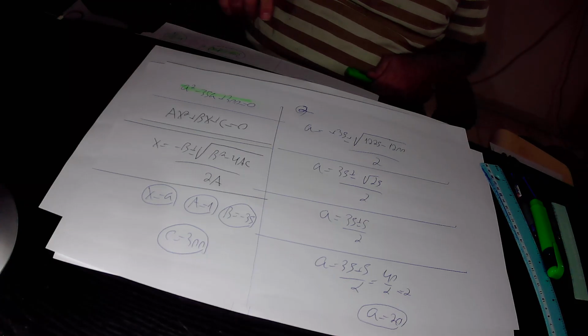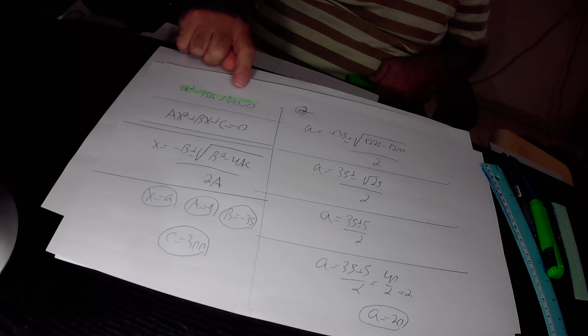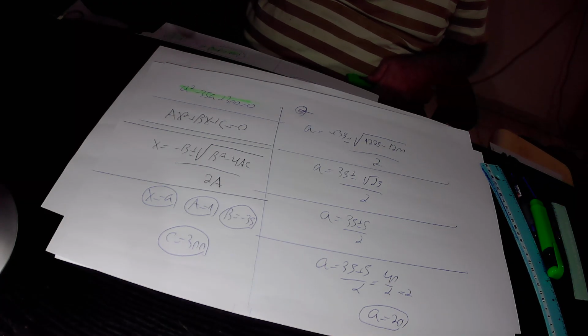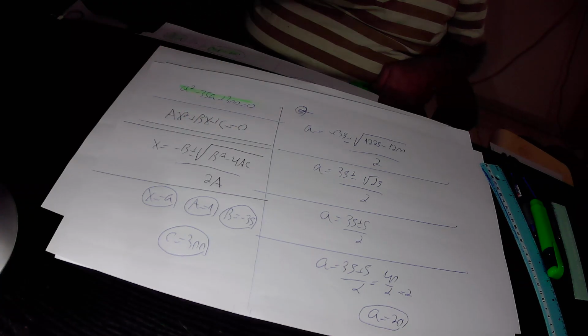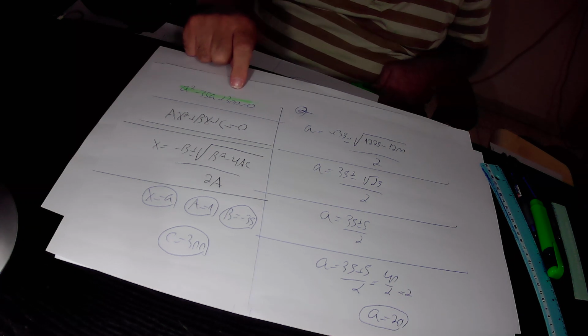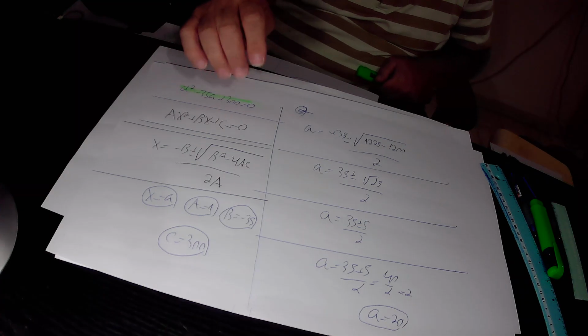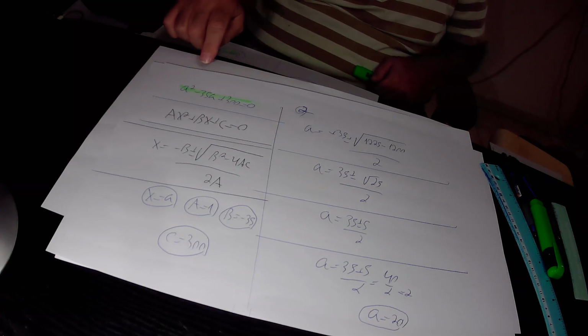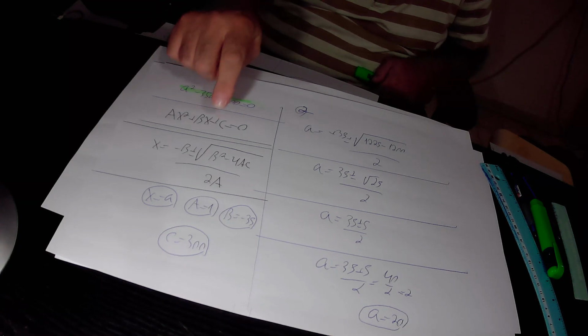For our specific quadratic equation, that is to say a squared minus 35a plus 300 equals 0, the variable that we are looking for is a. So x equals a. The coefficient a equals 1, the coefficient b equals minus 35, and the coefficient c equals 300. So we have all the data that is needed for our specific quadratic equation in order to find the variable that we are looking for, that is a.